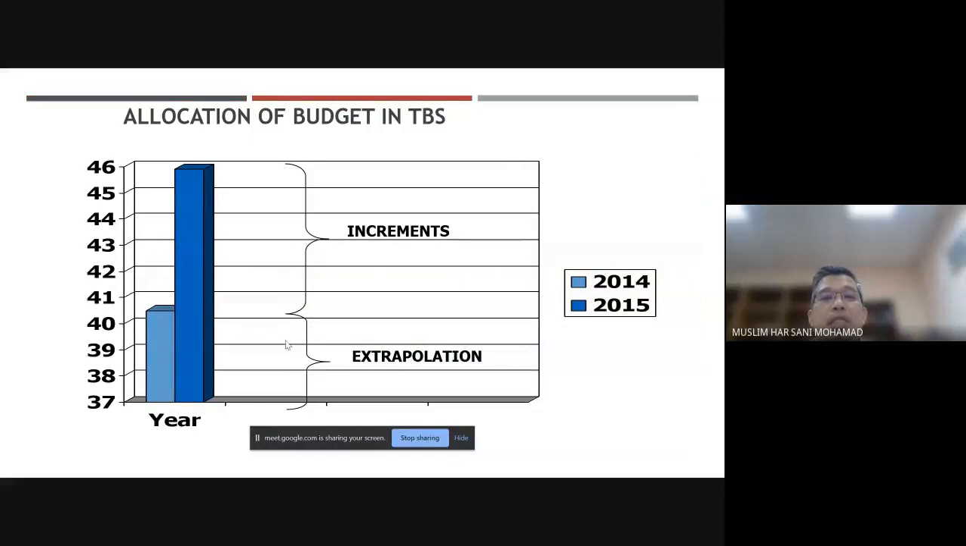So as an example here, extrapolation based on past year spending. Then for the next year, 2015, the total allocation will become higher because of the increments. So that is based on traditional based budgeting, yeah? Based on past year spending.